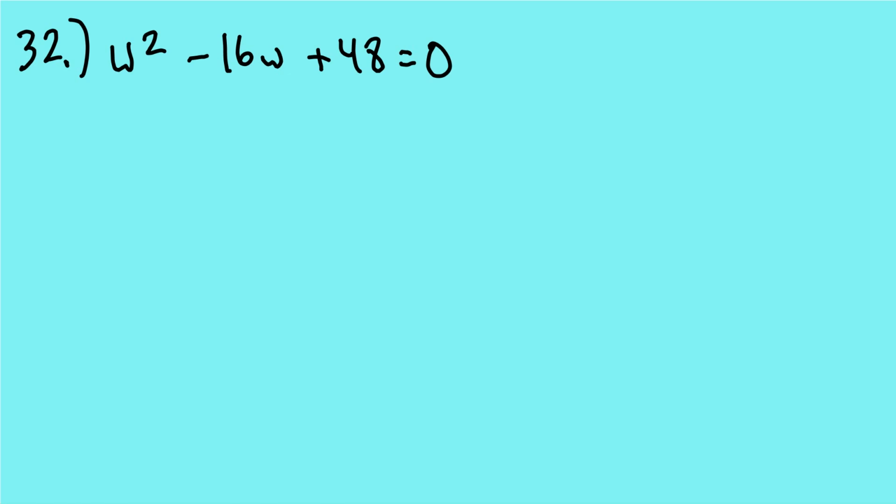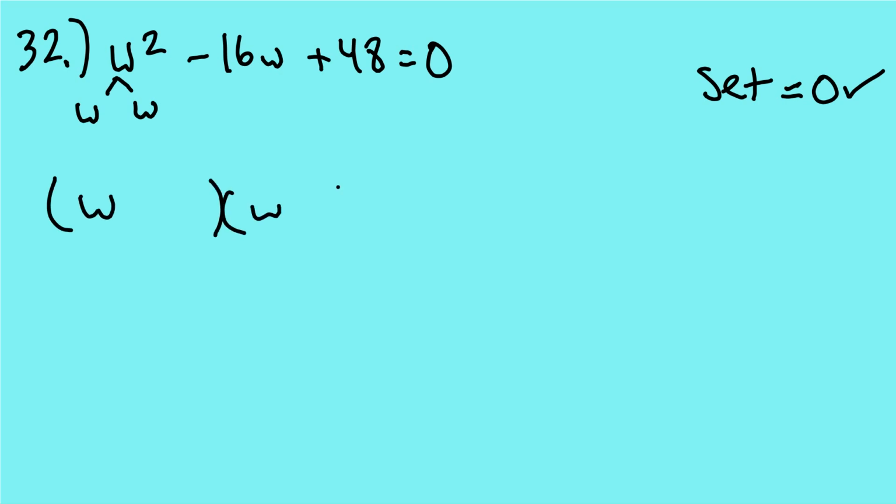All right, I have w squared minus 16w plus 48 equals 0. Step 1, set it equal to 0. It's already done. So now I say, how do I get w squared? W and w. That's why I have w, and that's why I have w. How do I get 48? I have 1 and 48. I have 2 and 24.